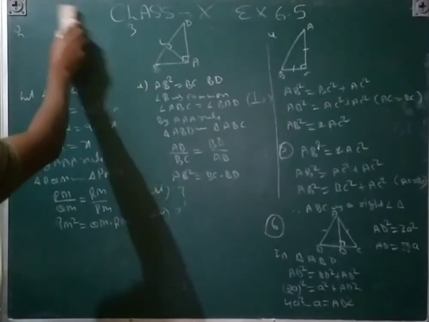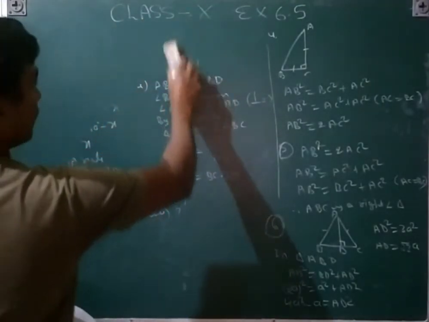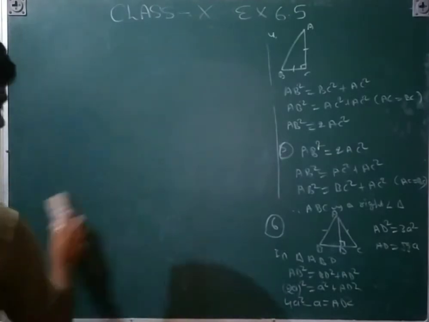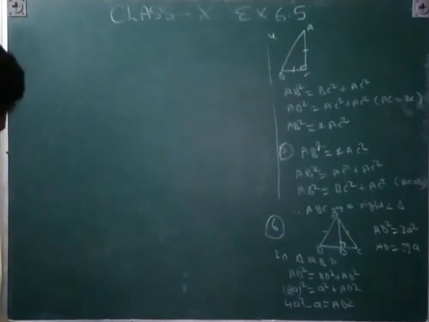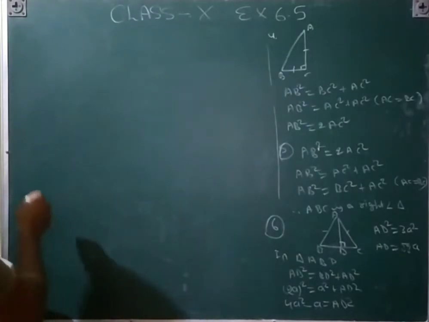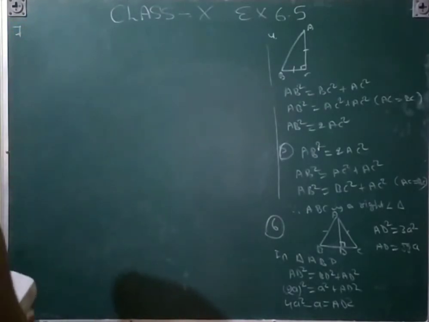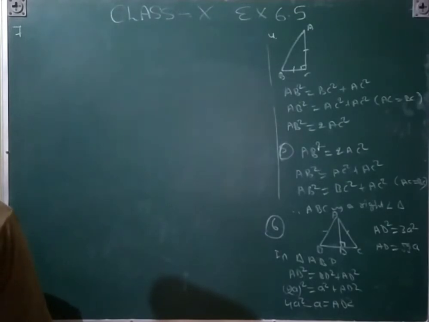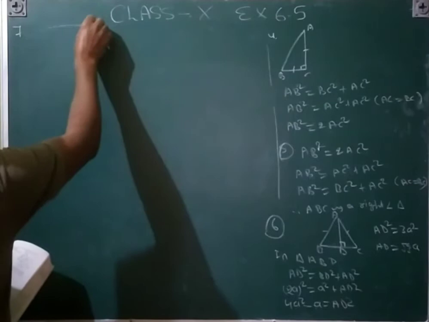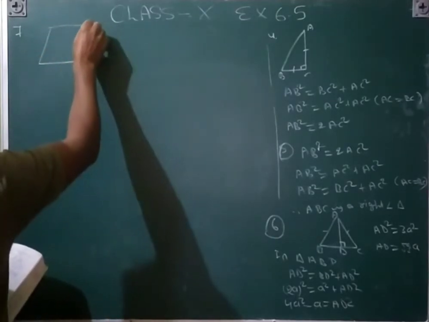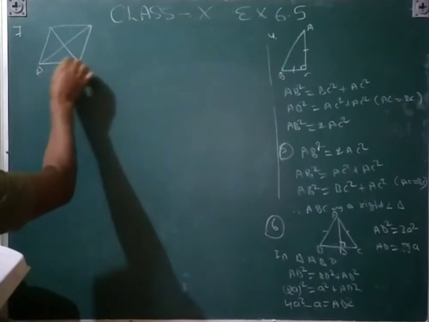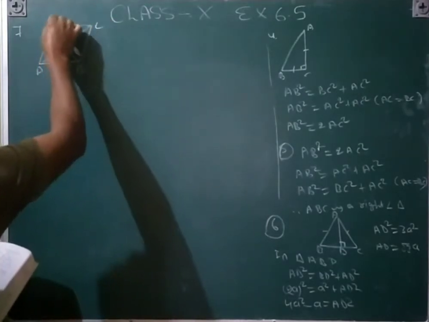Seventh question. Next, seventh question will be: prove that the sum of the squares of the sides of a rhombus is equal to the sum of the squares of its diagonals. So first of all we will draw the rhombus. A rhombus, that is A, B, C, D, and the intersection will be O.